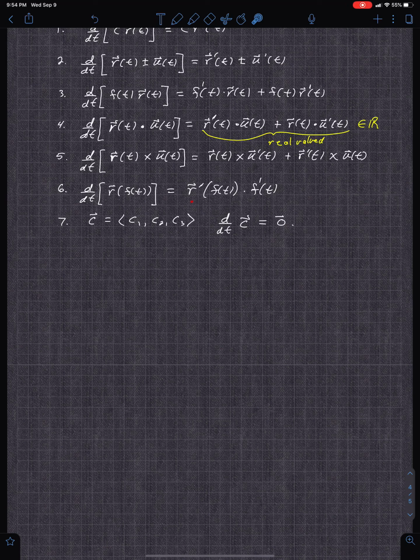Property 6 is the chain rule, right? The derivative of r of f of t is r prime of f of t times f prime of t. And then 7 is just a constant, so the derivative of a constant is 0.